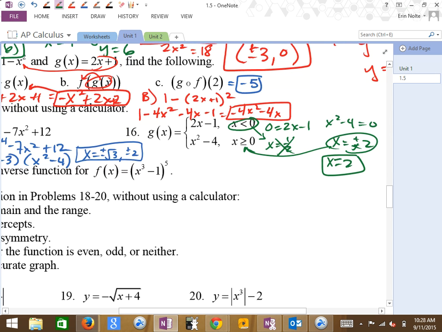Yes, you still need to do 19 and 20. Do you guys want to do them together? You have to do them. You don't have to do them together.